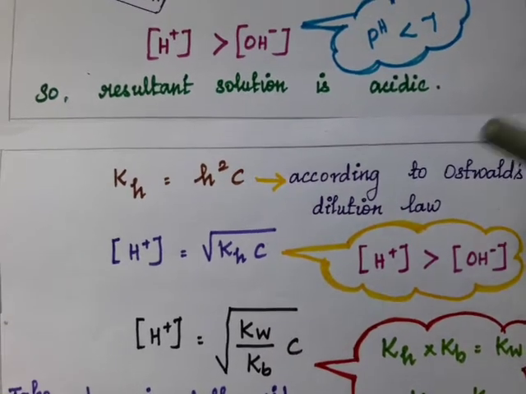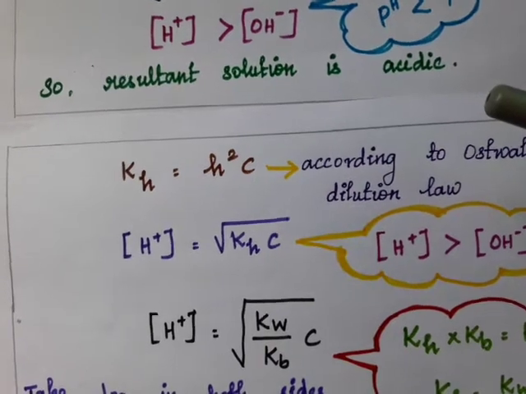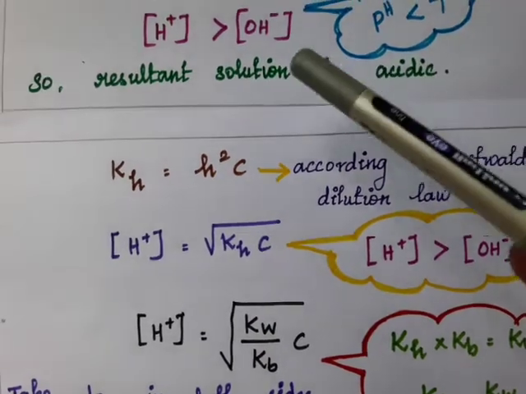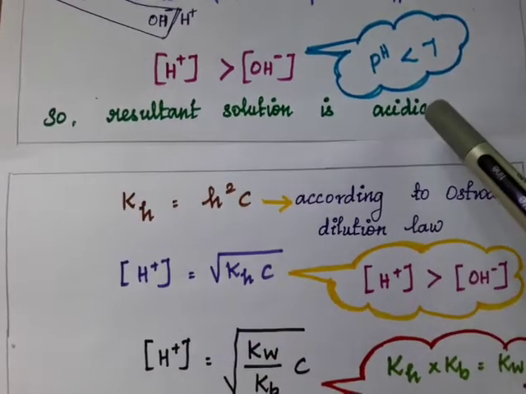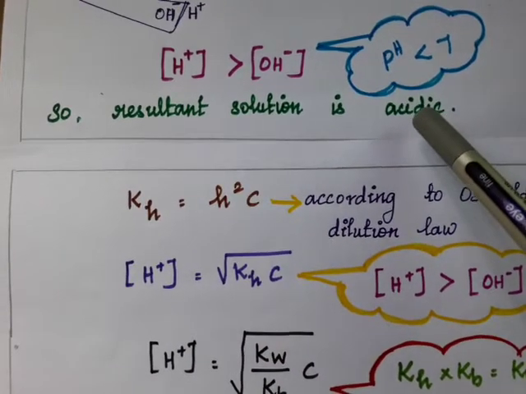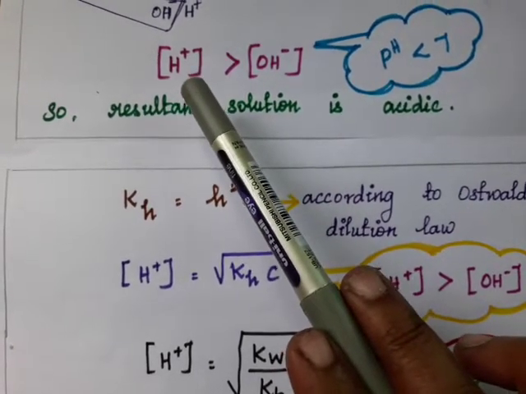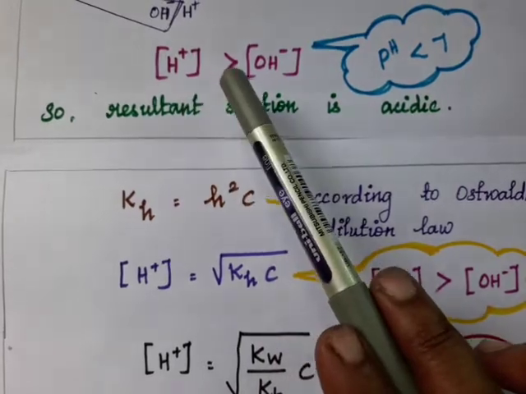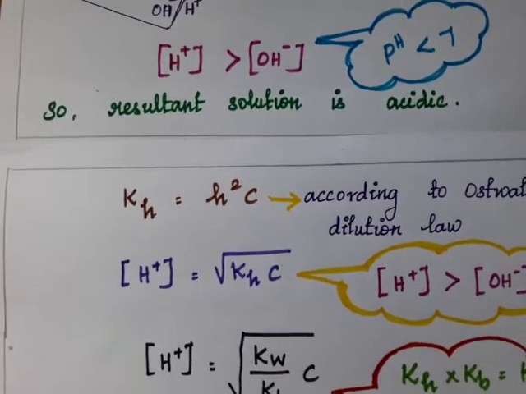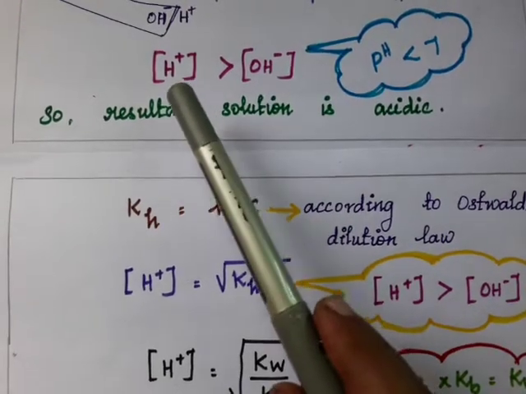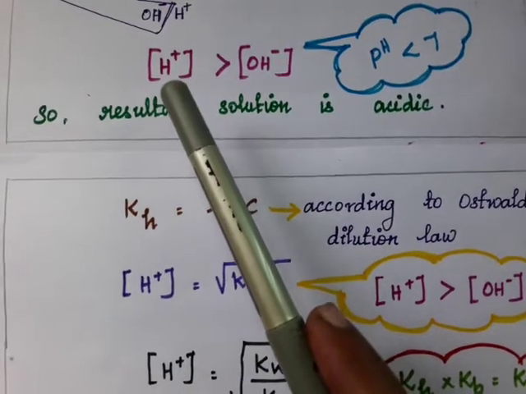Let me continue the topic hydrolysis of salt of strong acids and weak base. In the last video, we proved the resultant solution is acidic in nature, which means the solution contains H plus concentration, and this concentration is greater than OH minus concentration. So by using this H plus ion concentration, we are going to calculate pH.